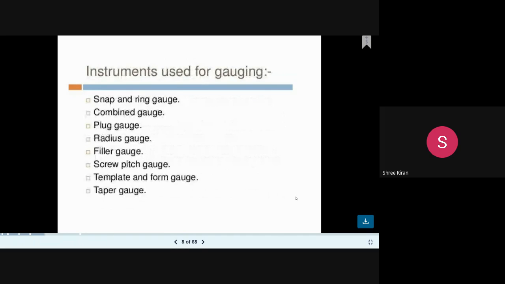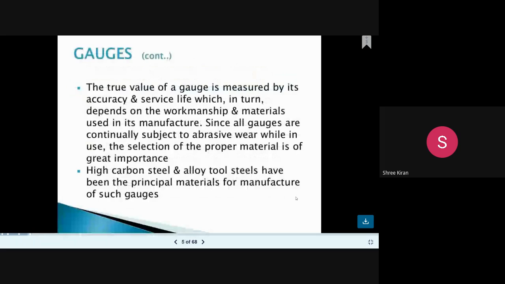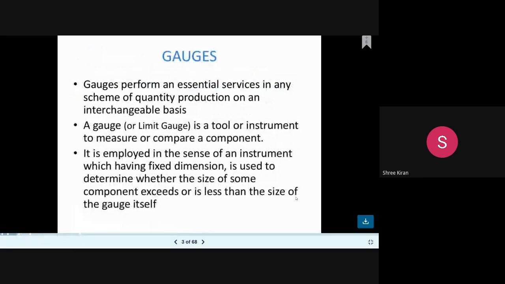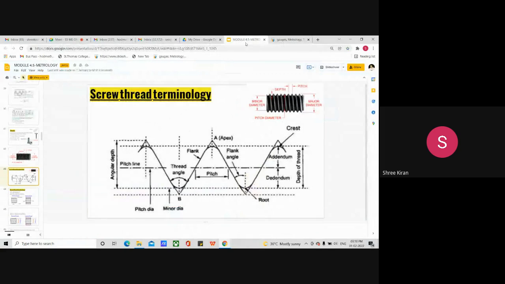These are the instruments that we have already discussed. So this is what happens in the case of gauging. Then after gauging, we will have a discussion about the screw thread: measurement of screw threads and gauges. This is the measurement of screw thread terminology.